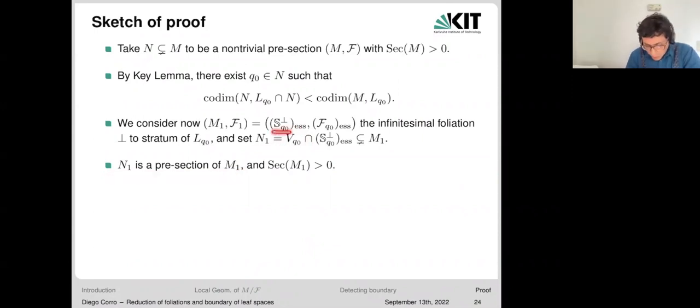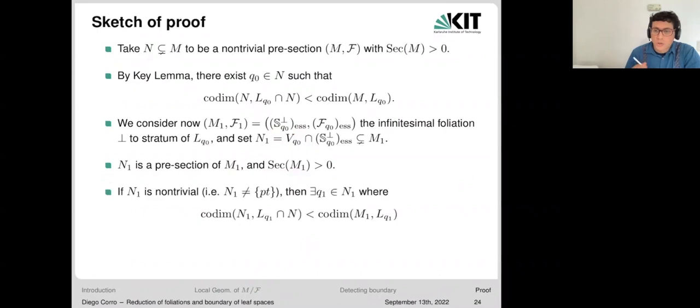And moreover, here, this still is a sphere. So we have that the sect is a round sphere, so it must have positive sectional curvature. So again, if this is a non-trivial presection, which means just that N1 is different from a point, then we can repeat the same argument and find a new point Q1 in N1 where the relative codimension drops.